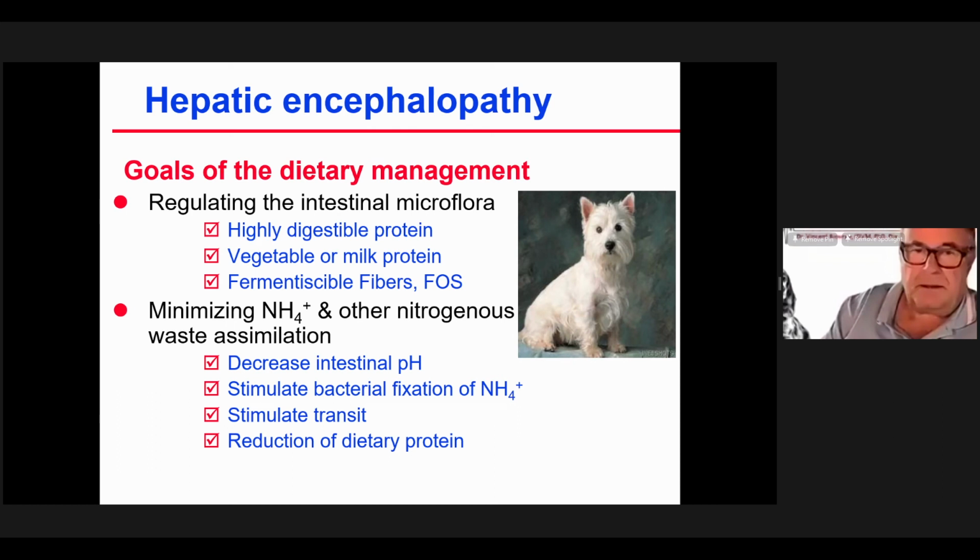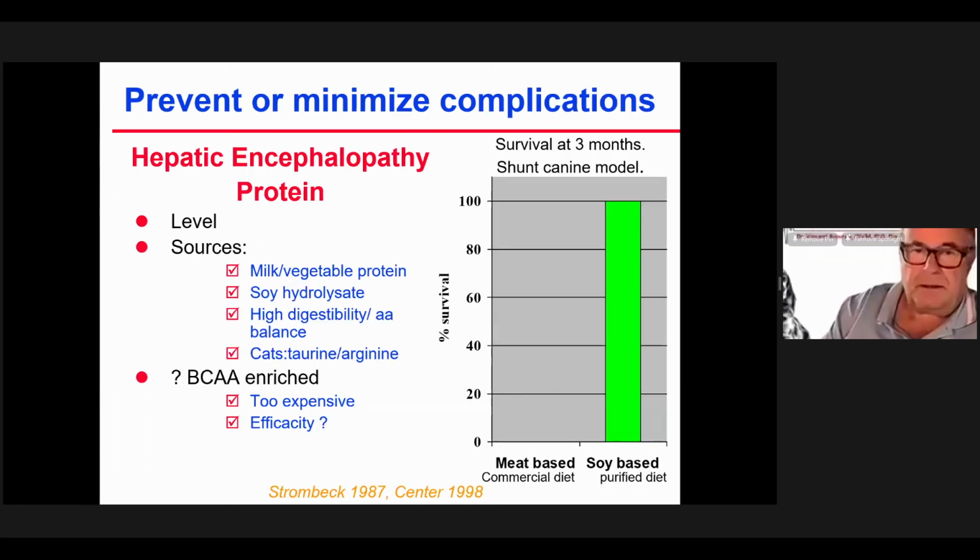So this is an illustration of that. It's a study that was done quite a few years ago now. But at the time, they were using the dog as a model of hepatic encephalopathy in human, and they used a model of shunt. That means that they made themselves a shunt between the portal vein and the vena cava. They divided the dogs in two groups. One was fed basically a commercial dry food that was available on the market at that time. The other one was fed what we call a purified diet. That is a diet that is made of soy hydrolysate, starch, fat, trace elements, and minerals.